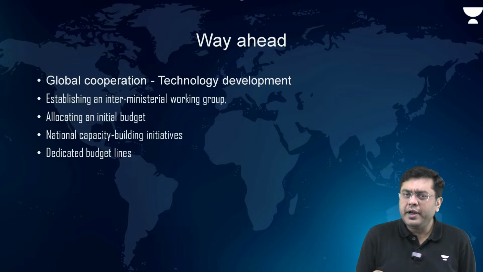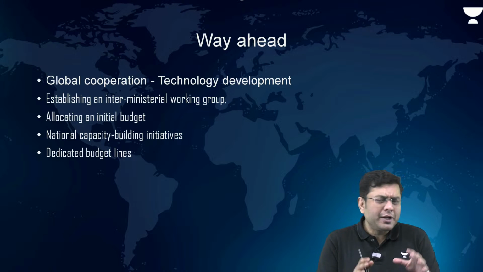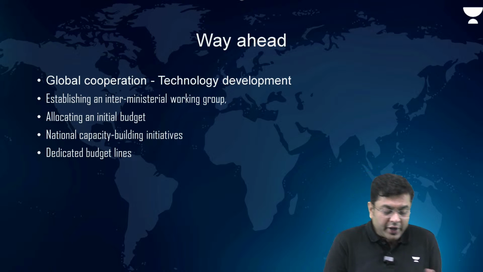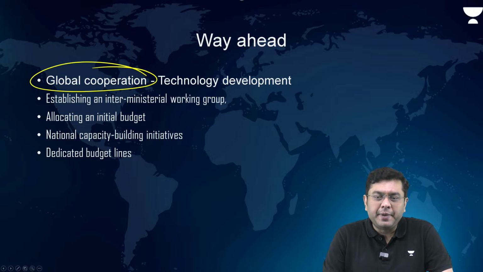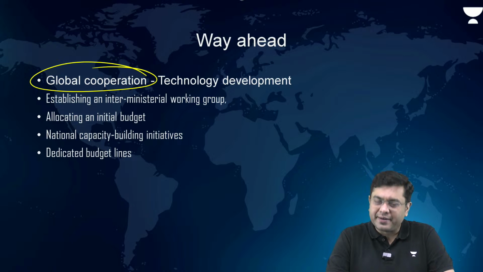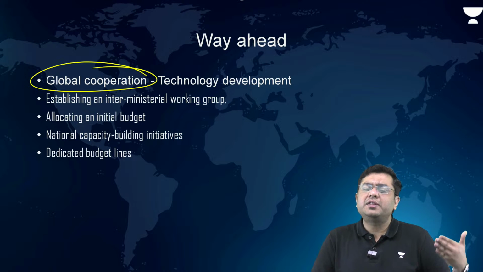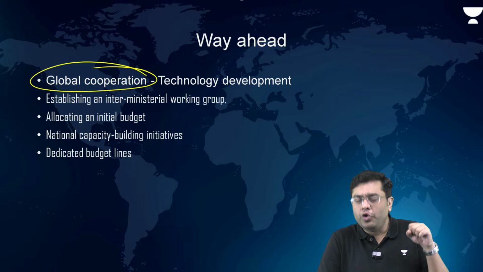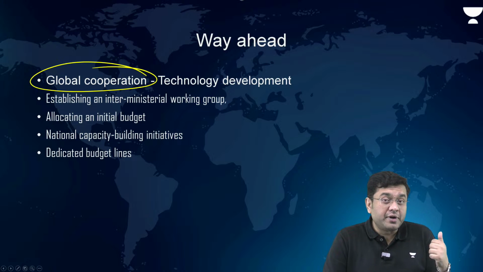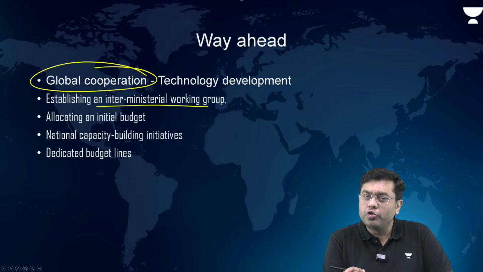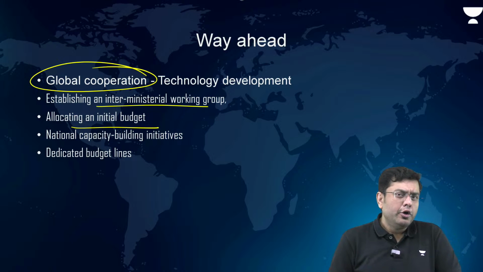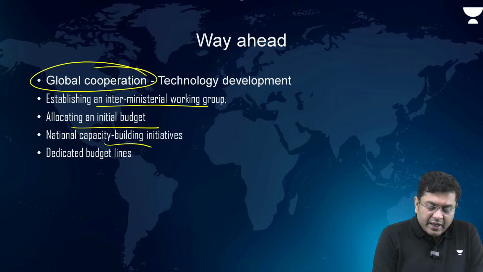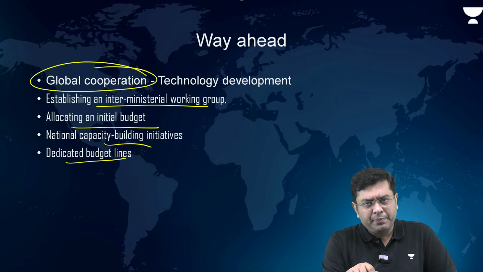But going ahead and moving forward into the next decades, what is the way forward, particularly for developing nations, in terms of addressing the requirement of cooling, at the same time taking care of the fact that the temperature doesn't rise up? So here, global cooperation when it comes to development of technology, right? Developed countries need to be participative because most of the countries which require large amount of cooling are developing or underdeveloped nations, along the tropics and the lower latitudes where the heat is very high. So global cooperation and technology transfer is required. Establishing an inter-ministerial working group is something that India can do. Allocating an initial budget for cooling requirement, national capacity building initiatives, manufacturing base, research and development activities, then dedicated budget lines for cooling need to be promoted as well.